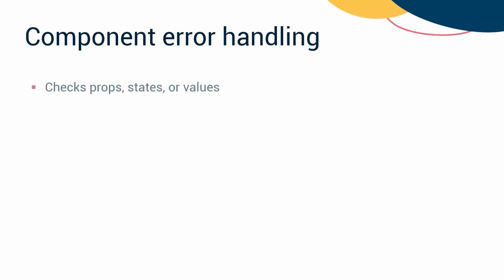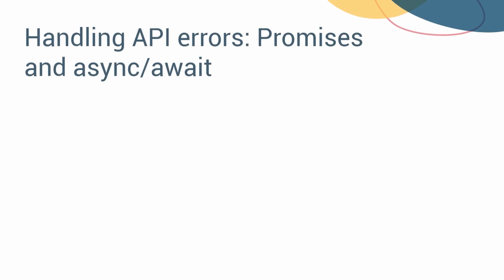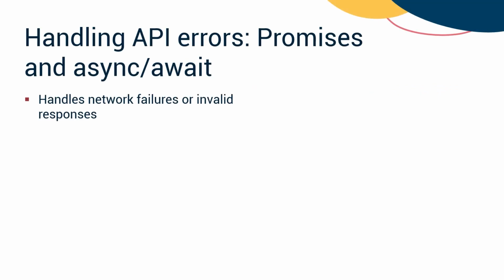Component error handling checks props, states, or values before using them to prevent null or undefined access issues, ensuring the app doesn't crash. In this case, if the user is null or undefined, the app will display user not found rather than crashing. Asynchronous operations, like API requests, should handle errors such as network failures or invalid responses using catch or try-catch statements.